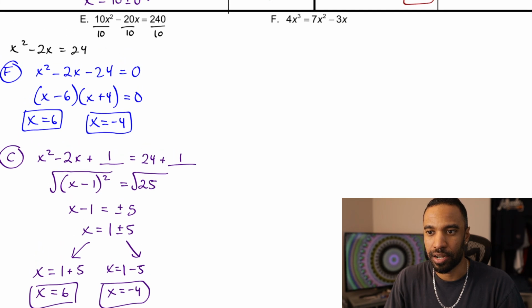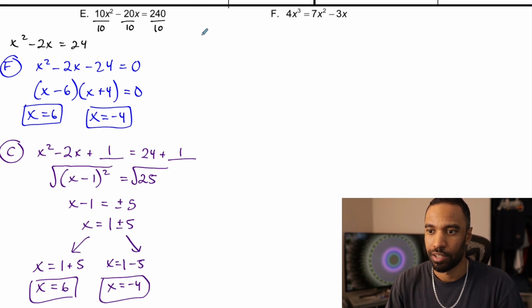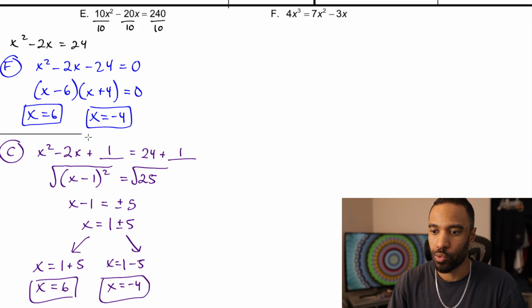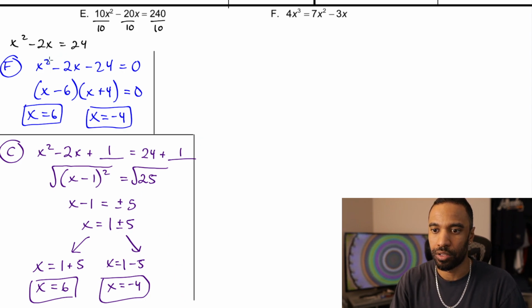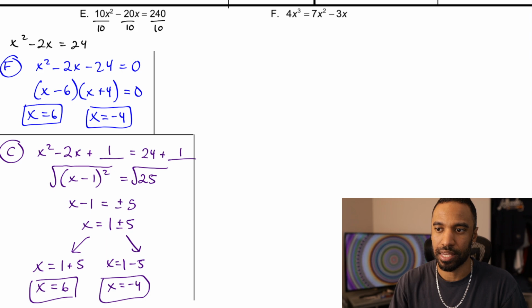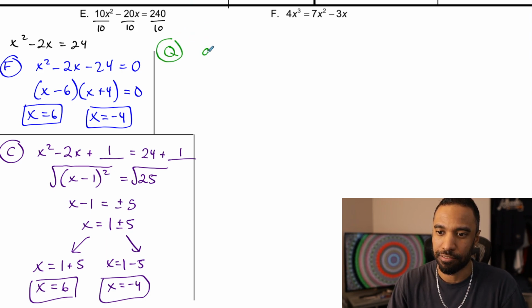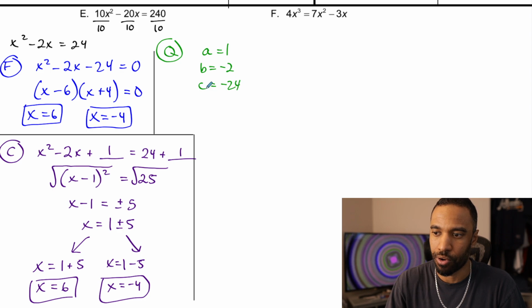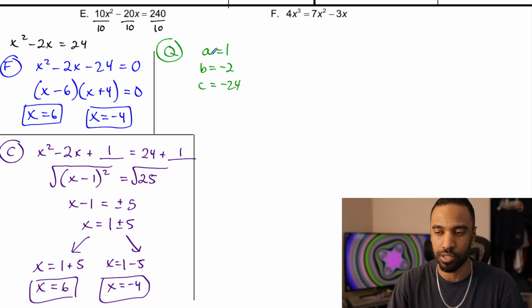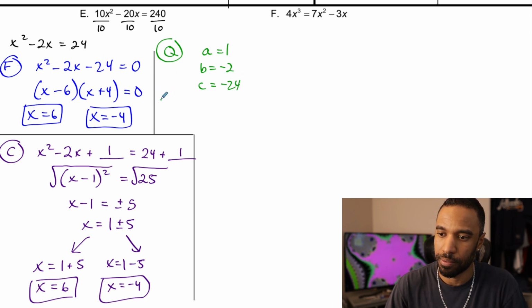Doing pretty good there. Now let's solve using the quadratic formula. Let me first thin everything out here. This is where you want to do what we did when solving by factoring, meaning we want to set it all equal to 0 before we proceed. We have it already written, so I'm going to identify a as 1, b as negative 2, and c as negative 24. Again, when it's set equal to 0, the c is negative. That's what I have to work with.